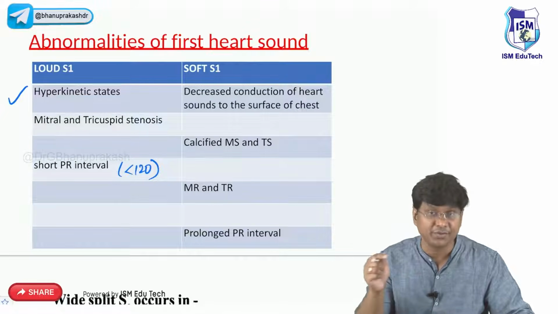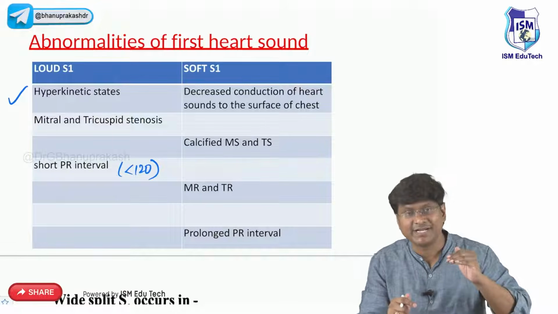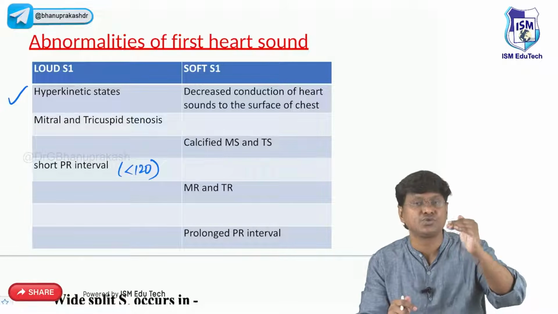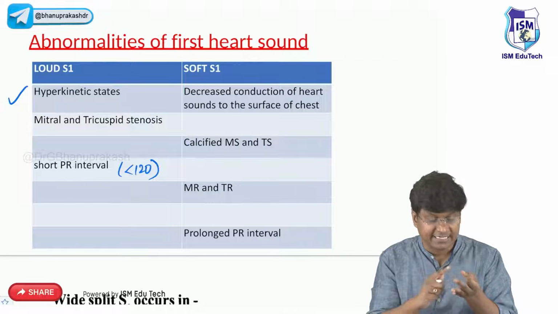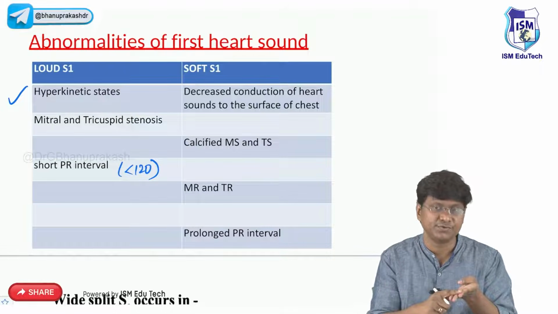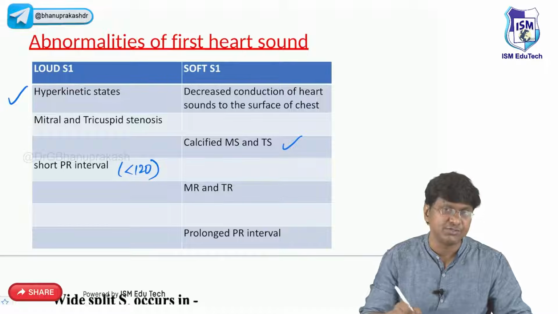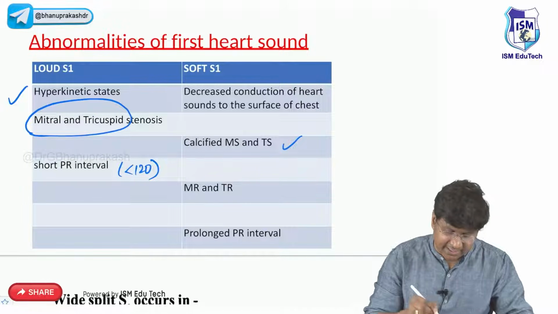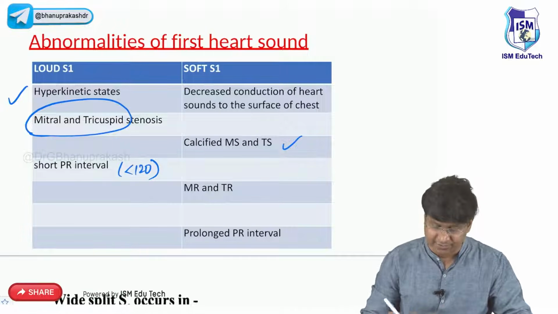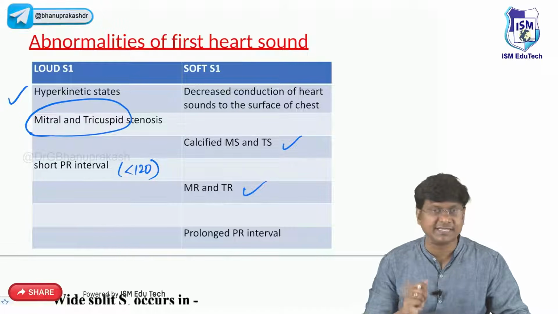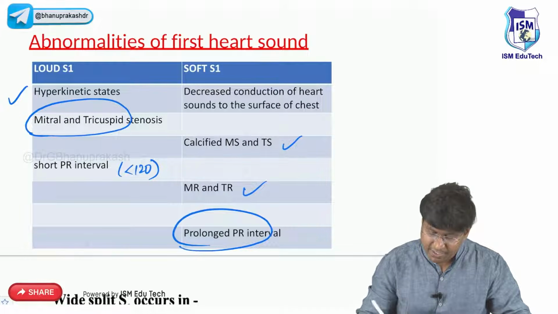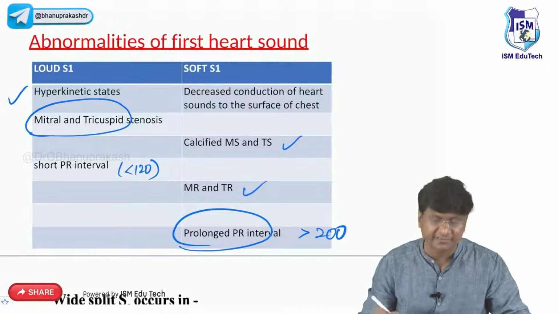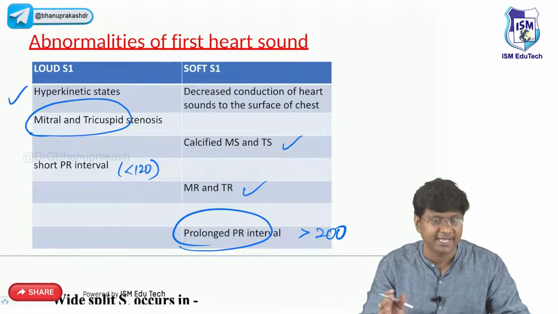What are the conditions where you can have soft S1? The conditions where there is decreased conduction of the heart sounds to the surface of the chest: obesity, emphysema, left-sided pleural effusion, pericardial effusion, right? Calcified MS and TS you will have soft S1, whereas organic MS and TS you will have loud S1. In MR and TR, there is incomplete closure of your mitral and tricuspid valve, thereby you will have soft S1. Prolonged PR interval, that means when the PR interval is more than 200 milliseconds, you can have soft S1.